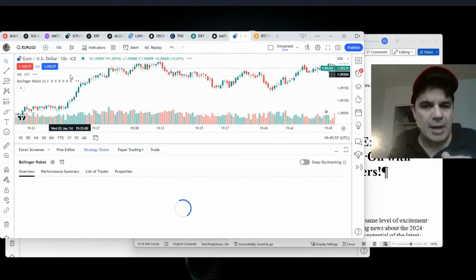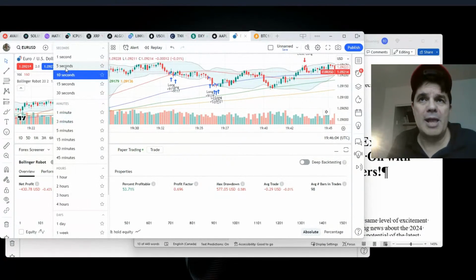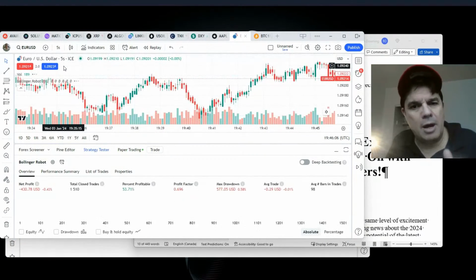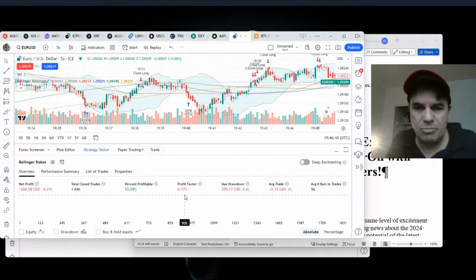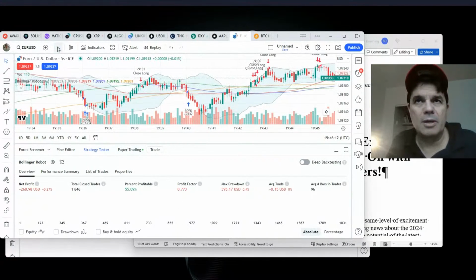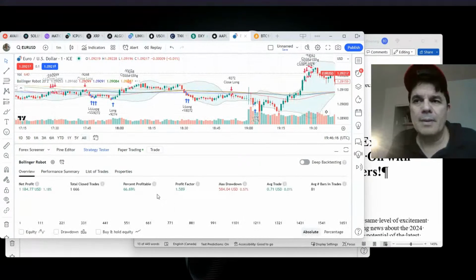So you know exactly what strategy, what time frame based upon the profit factor. Okay, and this is the power of TradingView on the back testing front. So you can see now, when you go sub 1 minute, it's not going to work. But the 1 minute, that's our peak right here.